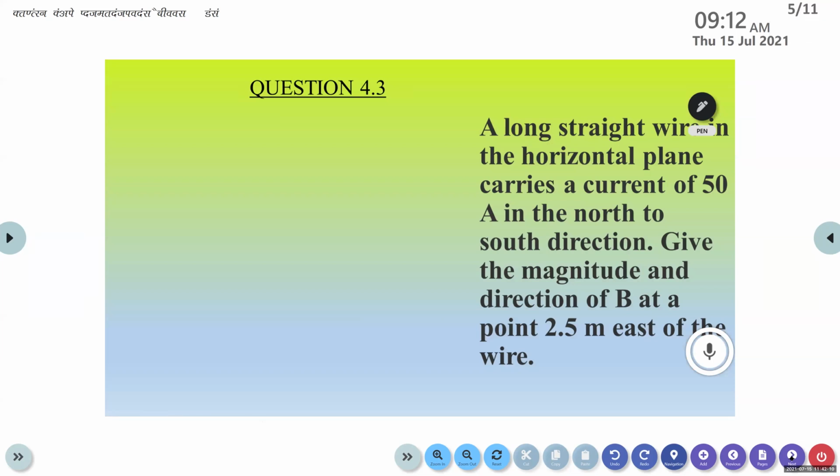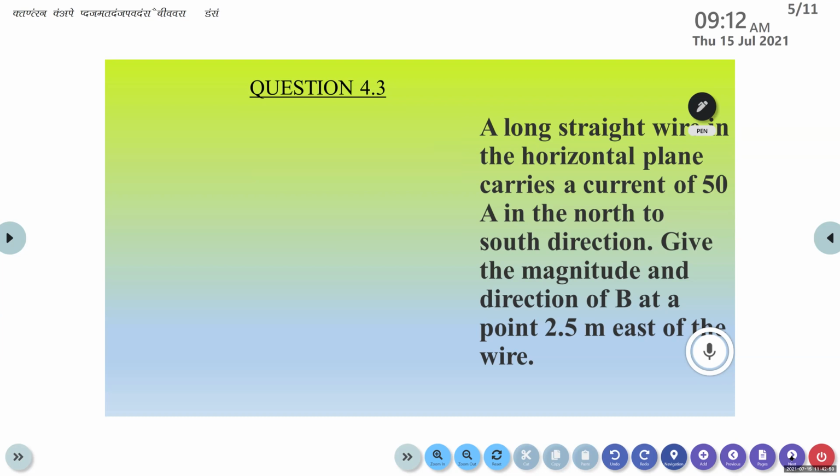A long straight wire in the horizontal plane carries a current of 50 ampere in the north to south direction. Give the magnitude and direction of B at a point 2.5 meter east of the wire.